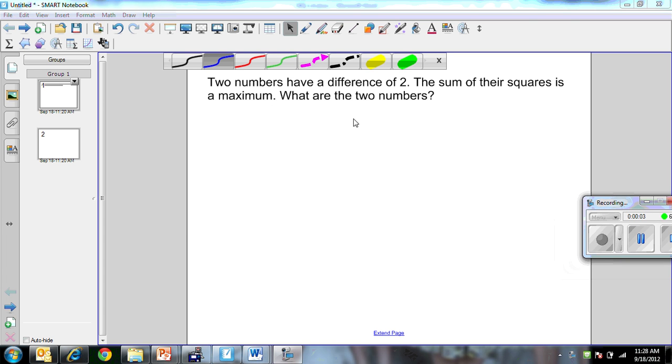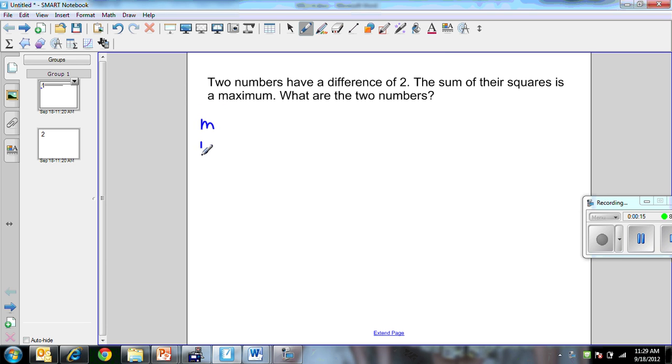Okay, so two numbers have a difference of 2, and the sum of their squares is a maximum. What are these two numbers? So first we're going to pick two letters. Don't pick X and Y, but we'll pick two letters to represent our numbers. So I'm going to pick M and N.